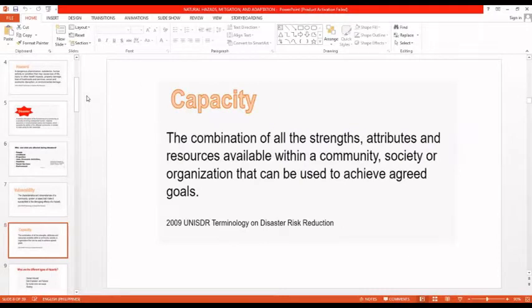Now, let's go to capacity. This is the combination of all the strengths, attributes, and resources available within a community, society, or organization that can be used to achieve the agreed goals.